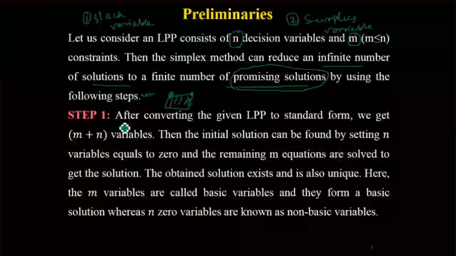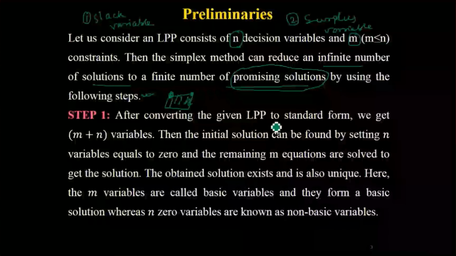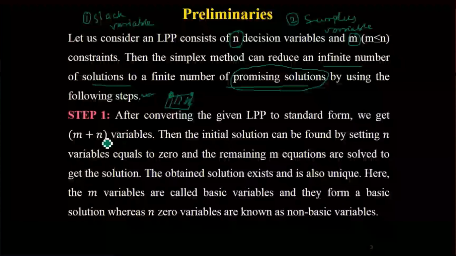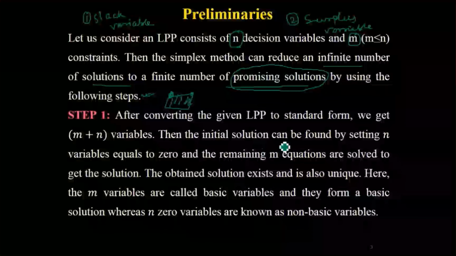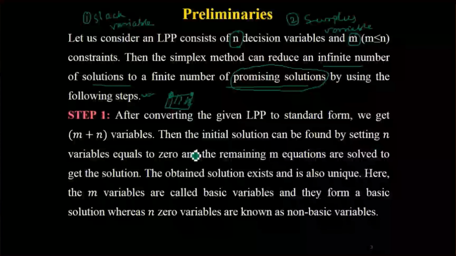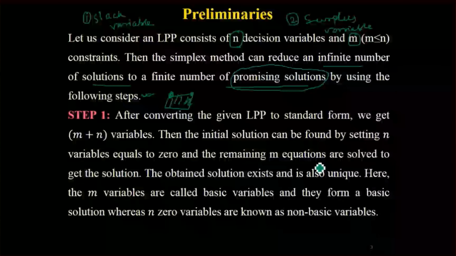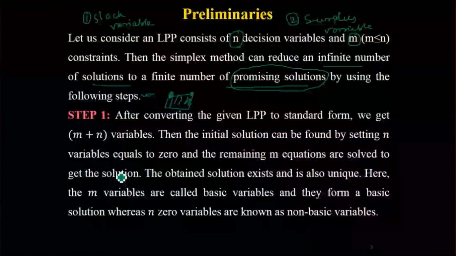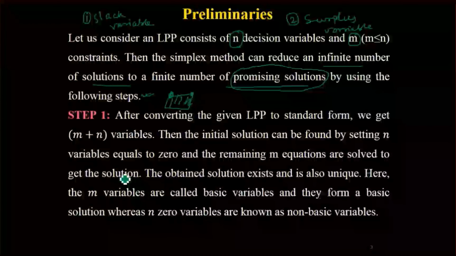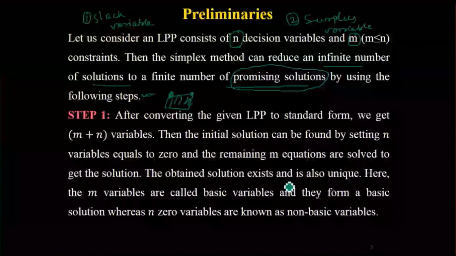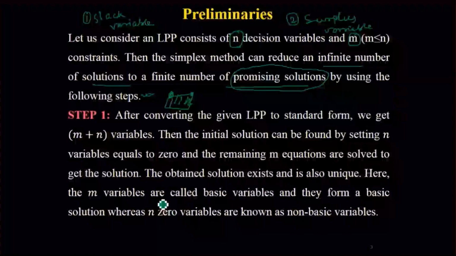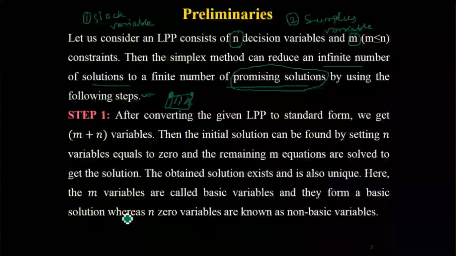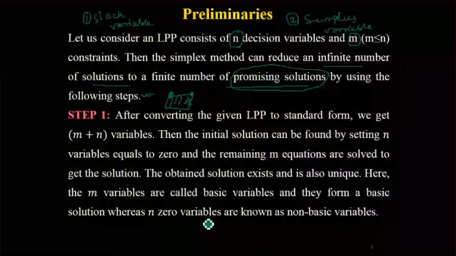Carefully see: after converting the given LPP to standard form, we get m plus n variables. Then the initial solution can be found by setting n variables equal to 0, and the remaining m equations are solved to get the solution. The obtained solution exists and is also unique. Here the m variables are called basic variables and they form a basic solution, whereas the n zero variables are known as non-basic variables.